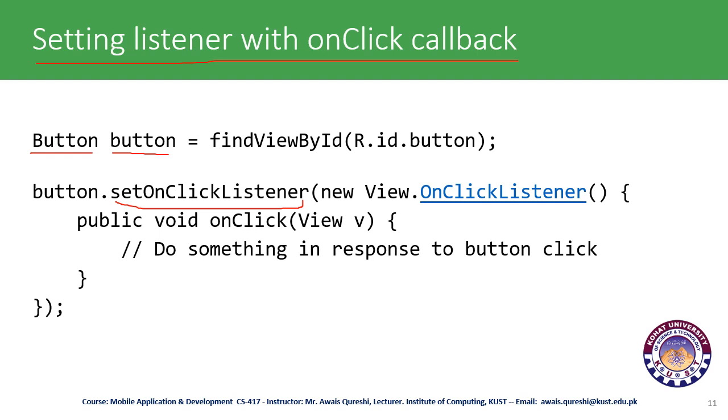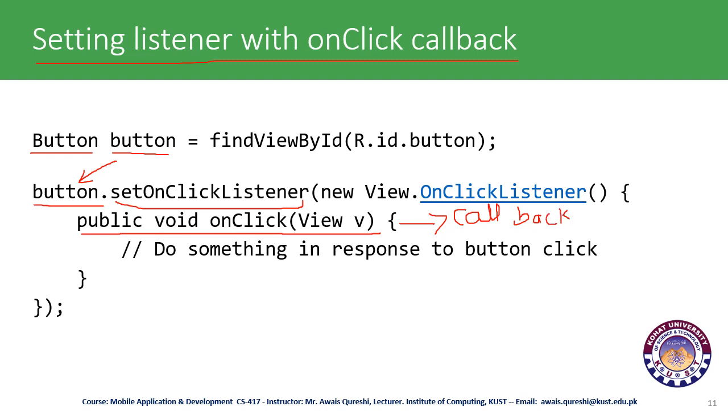You can see we are registering this button with an event listener. This is an object, same object, and here you can see that we are registering an event listener with the button, and in that event listener we are creating a view object, new View.OnClickListener, and after that we are registering an event handler or a callback. Okay, this is called a callback. We always use callbacks in listeners.